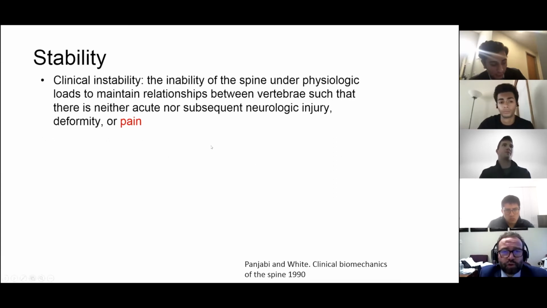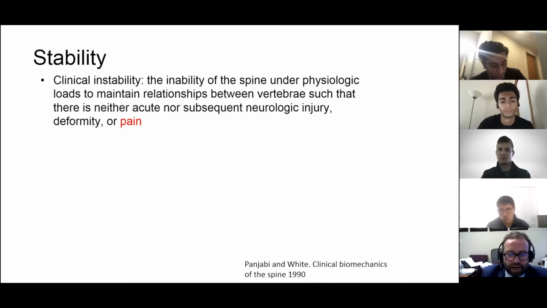So what did they say about spinal instability? A stable spine is a spine that under physiologic loads is free from deformity, neurological deficit, and or pain. So a stable spine is a spine that is under physiologic loads, free from deformity, pain, and or neurological injury.